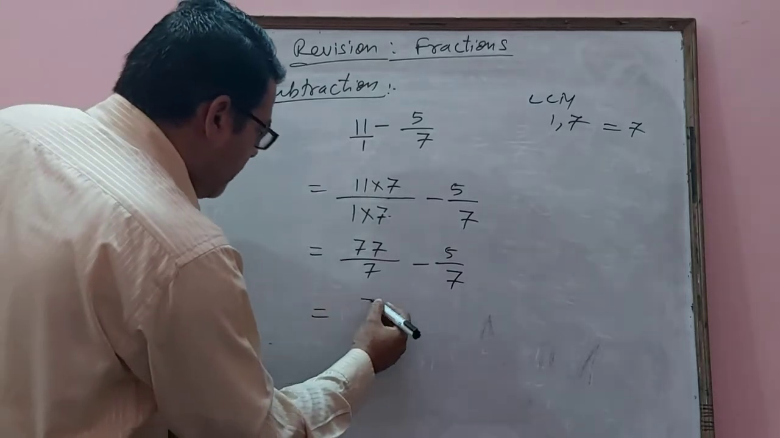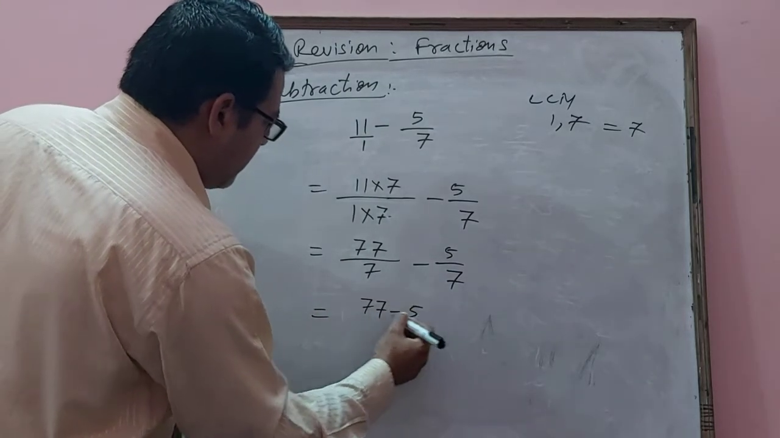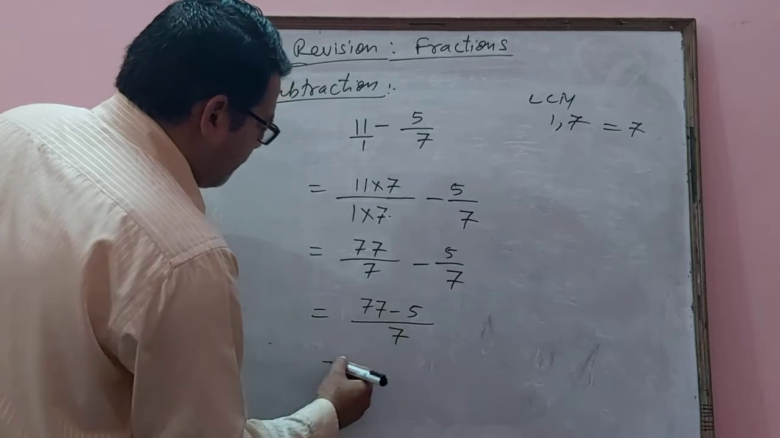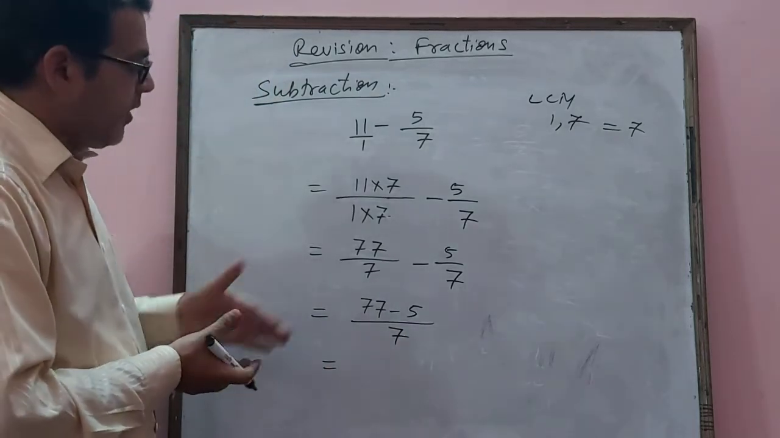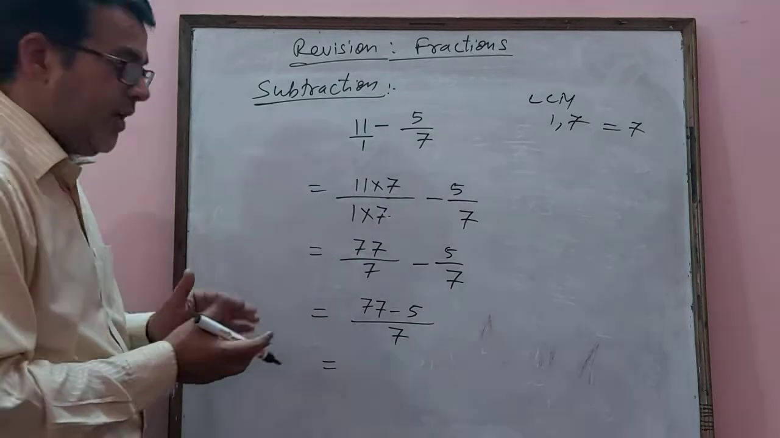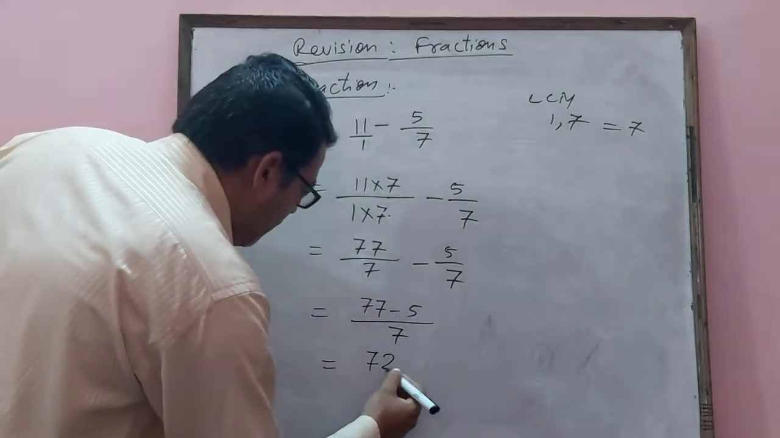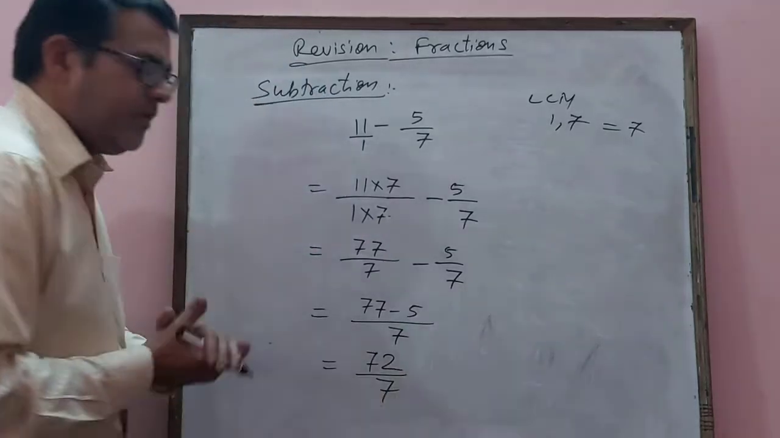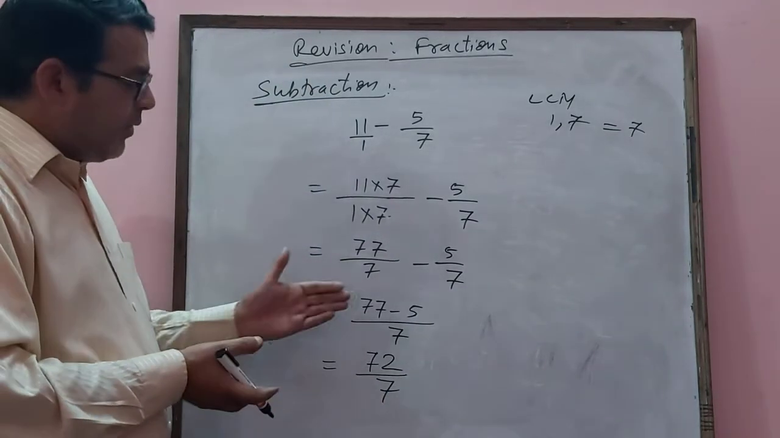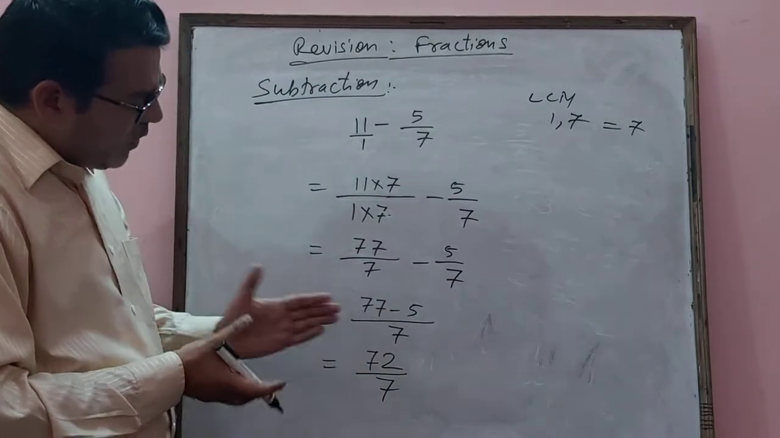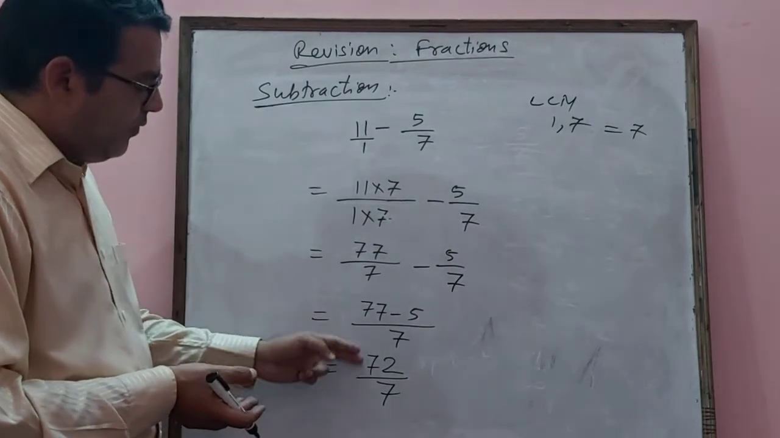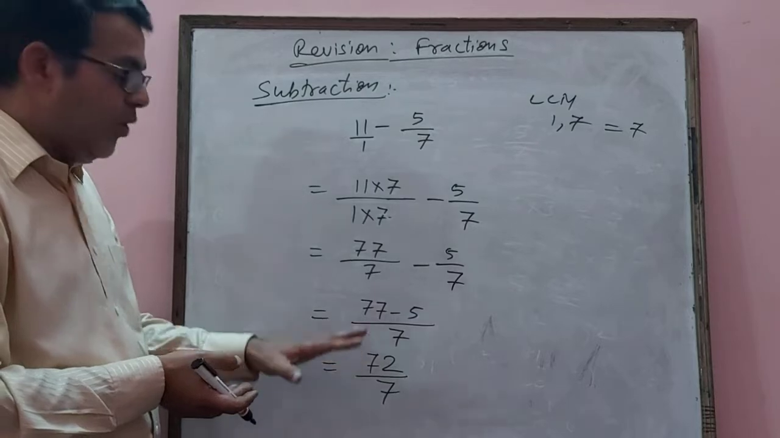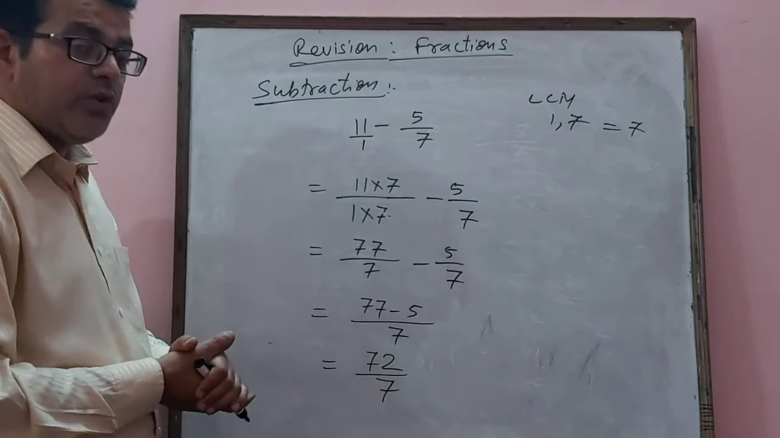Now how can we subtract? As we discussed just earlier, we can directly subtract numerator from numerator. So 77 minus 5. What do we have here now? 72 by 7. Right? 77 minus 5 is 72. 72 by 7. Now you need to check two things. This is not reducible because we know that 72 is not divisible by 7.